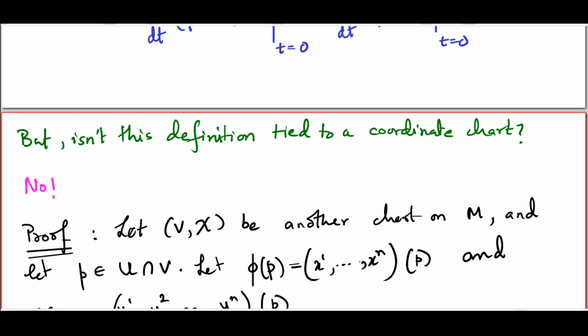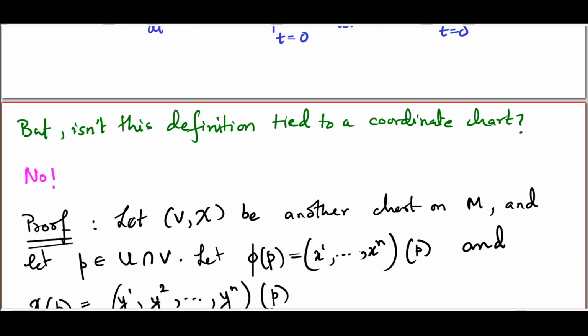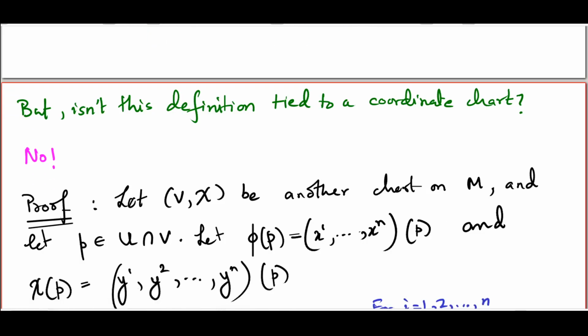And just to simplify the notation for the time being, instead of looking at the whole maps phi and chi, let's look at their components. Phi of P, of course, gives you n numbers, which we call x1 of P, x2 of P, up to xn of P. That is, the xi's are the coordinates according to the chart u, phi. And x1, x2, xn are the so-called coordinate functions.